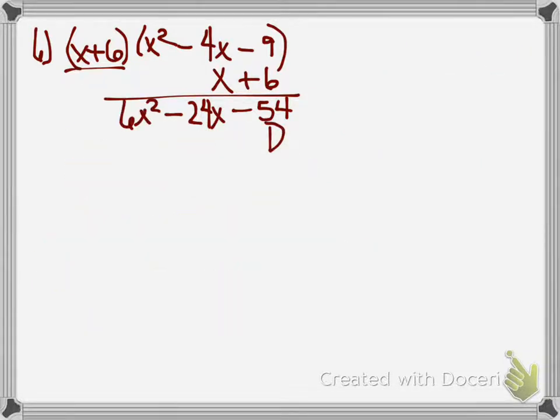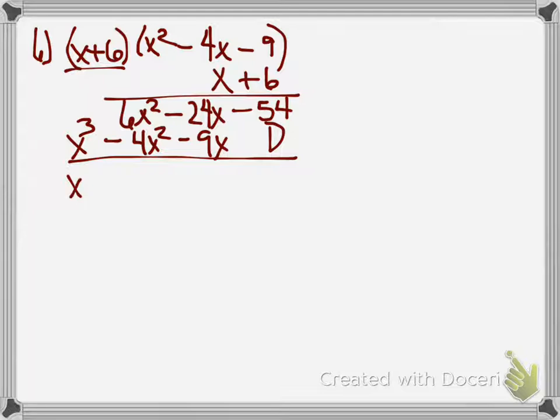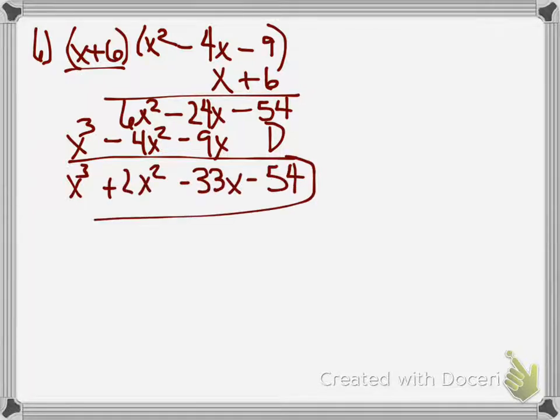Okay, so I said 6 times negative 9 was negative 54. Negative 4x times 6 is negative 24x. 6 times x squared was 6x squared. Negative 9 times x is negative 9x. Negative 4x times x is negative 4x squared. And x times x squared is x cubed. And then just combine the like terms and go from there. Notice that the exponents were not changing when I combined the like terms.